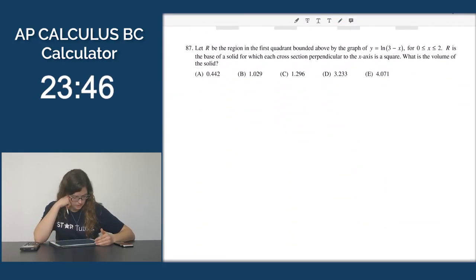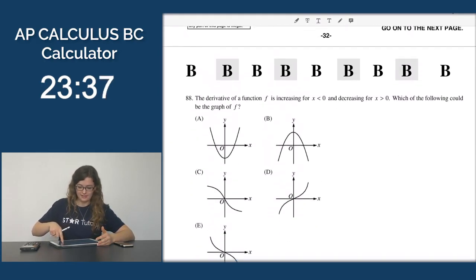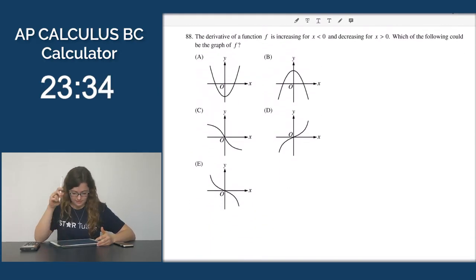87. Let R be the region in the first quadrant bounded by this graph. R is the base of a solid. Okay, this is a volume question. I don't like volume questions, so I'm going to skip it.